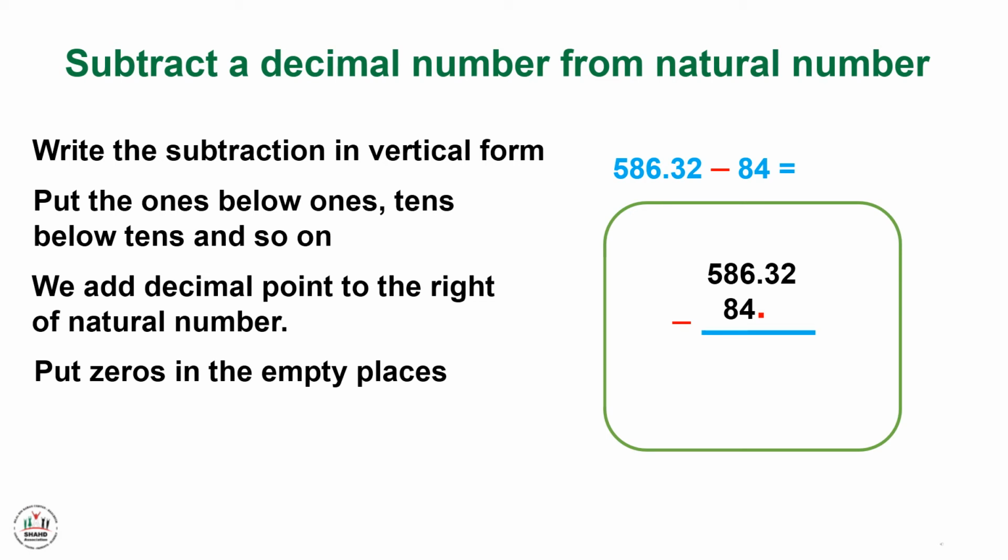So we put 0 below 5 in the 100 digit, then 0 below 3 in the 10th digit, and 0 below 2 in the 100th digit.